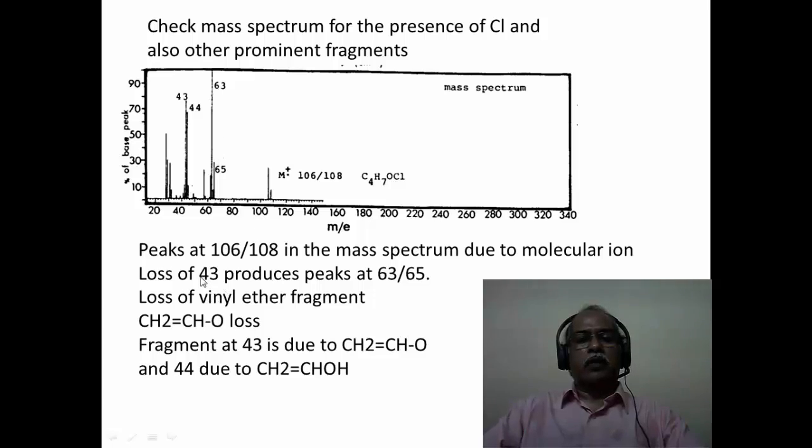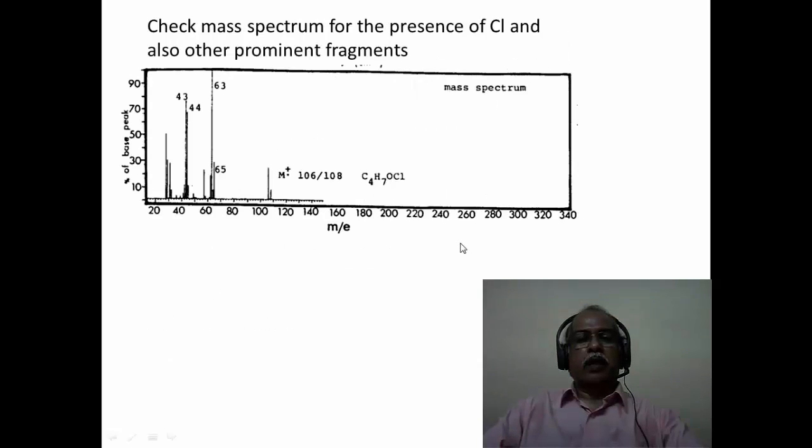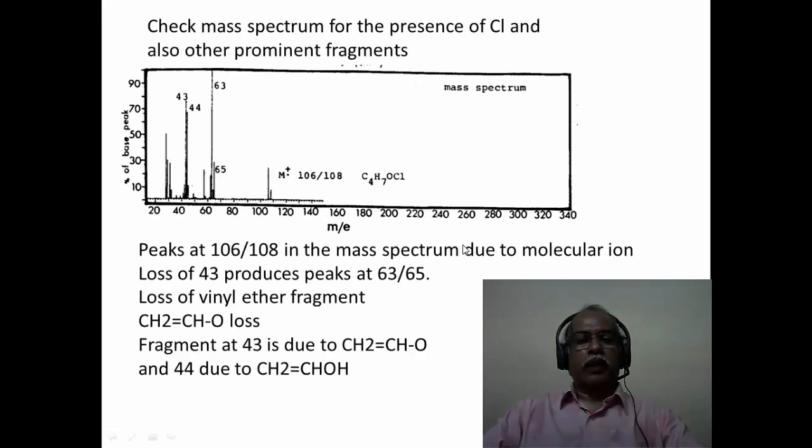The molecule has lost a 43 unit. The 43 unit could be an acetyl group, but there is no carbonyl functional group as far as the infrared spectrum is concerned, so it cannot be an acetyl functional group. It could be an isopropyl group, or it could be a vinyl ether kind of a system. The vinyl ether also will have a mass of 43. So because of the carbon-carbon double bond being present in the system, one could assume that it could be a vinyl ether, and the loss of the vinyl ether fragment, which corresponds to 43 loss from the molecular ion peak, gives the 63 and 65.